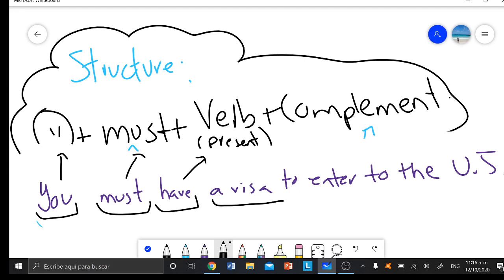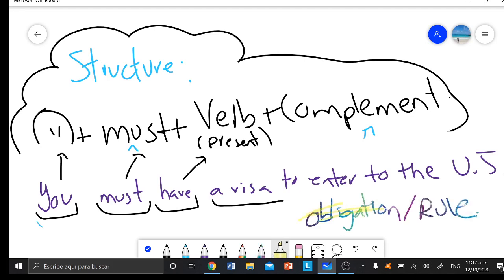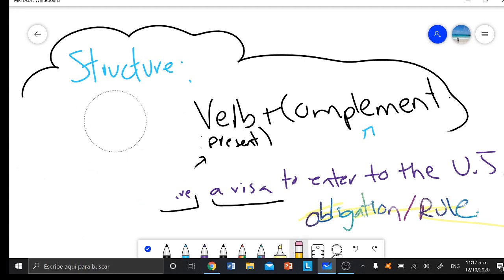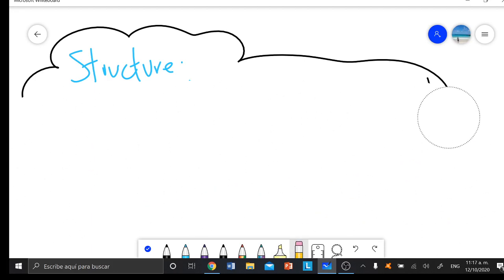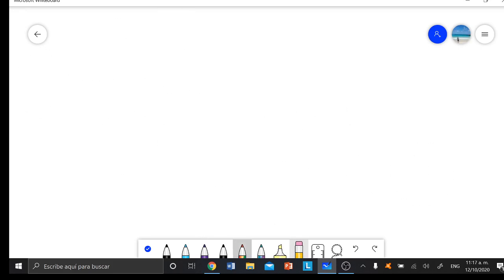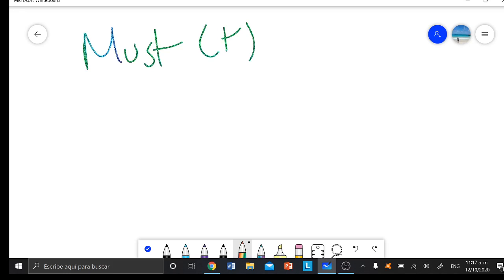Entonces, si ustedes se fijan en los ejemplos, it is pretty much like an obligation, una obligación o una regla que tenemos que seguir y que tenemos que cumplir, ¿ok? So in this case, that one is the structure for affirmation. The structure for negative form is something really similar. In this case, must, dijimos que era afirmación y significaba debes de o tienes que.